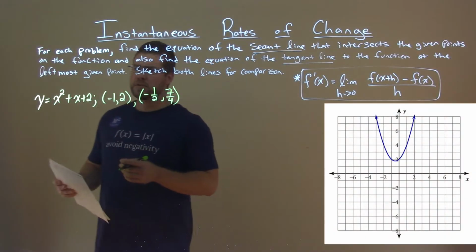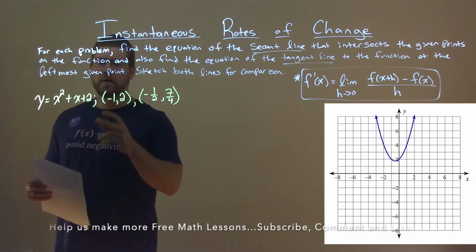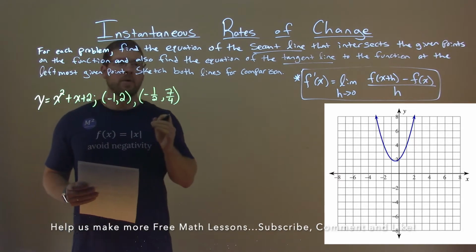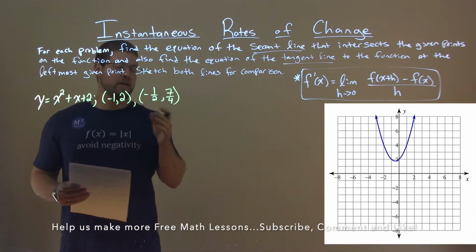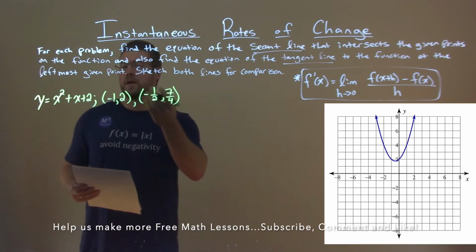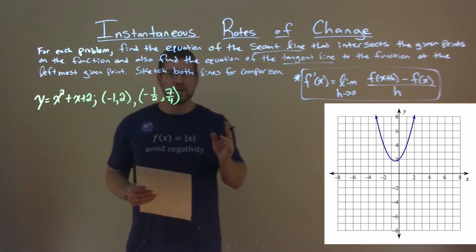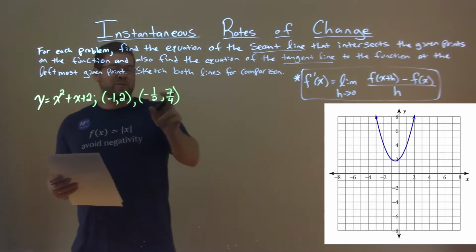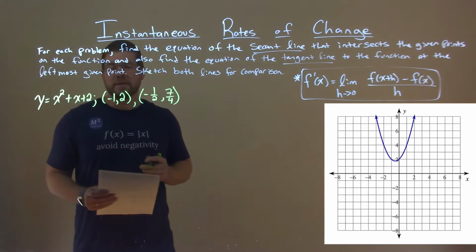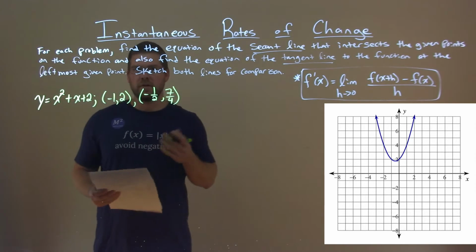We're given this function right here, y equals x squared plus x plus 2. And we want to find the equation of the secant line that intersects our given points, (-1, 2) and (-1/2, 7/4), as well as the tangent line that goes to the leftmost point, which is (-1, 2). We've got to sketch both of these lines.